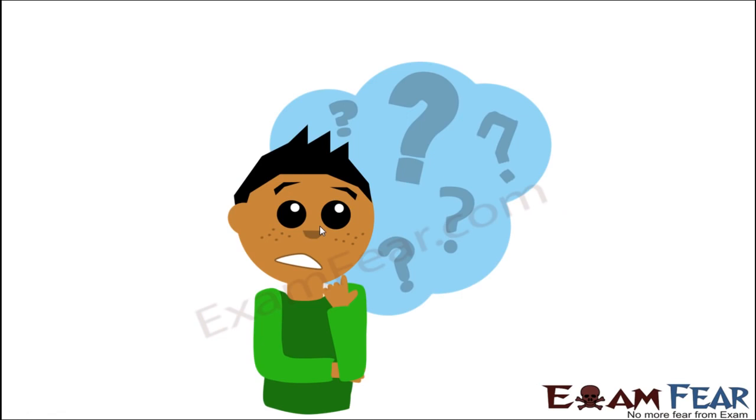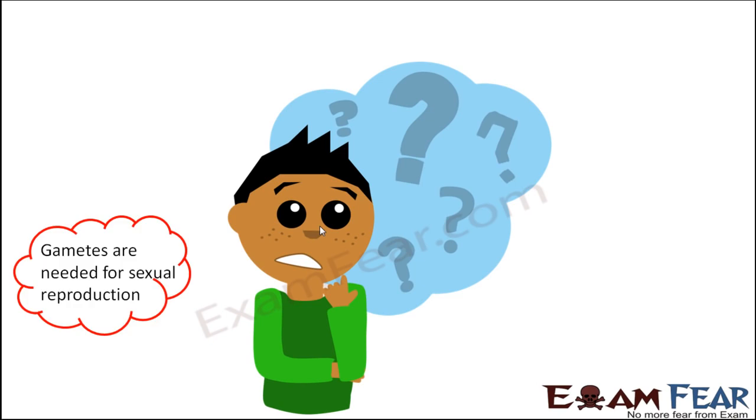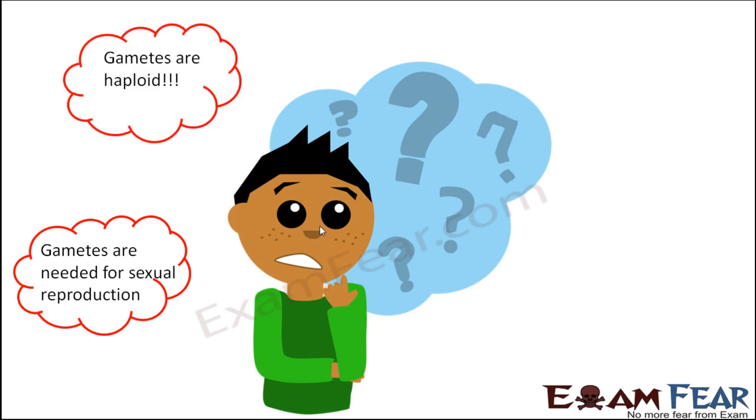Now there might be some questions in your mind when you think of sexual reproduction. What do we need for sexual reproduction? We need the sex cells, that is the gametes. So gametes are required for sexual reproduction, we all know that. We also know that gametes are haploid cells, that is they have just one set of chromosomes. Now the question is, when we talked about mitosis, we said that mitosis occurs in all the diploid somatic cells of animals.